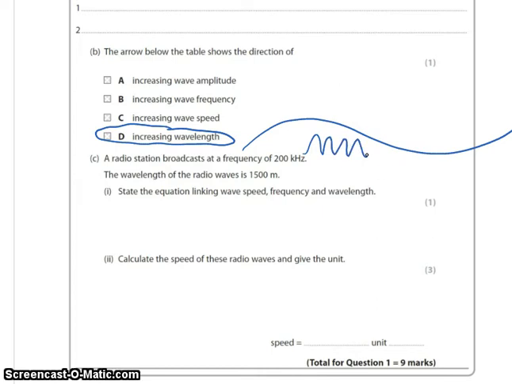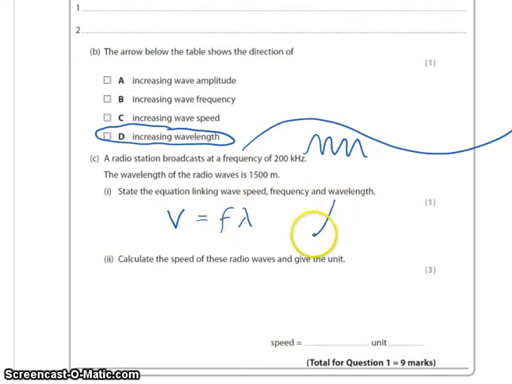A radio station broadcasts at a frequency of 200 kilohertz. The wavelength for the radio waves is 1,500 meters. State the equation linking wave speed, frequency and wavelength. Well, we normally refer to it as V equals F lambda, where V is the wave speed, F is the frequency, and lambda is the wavelength.